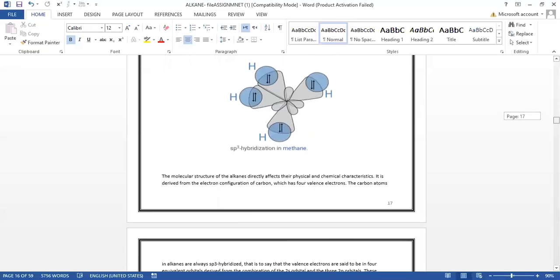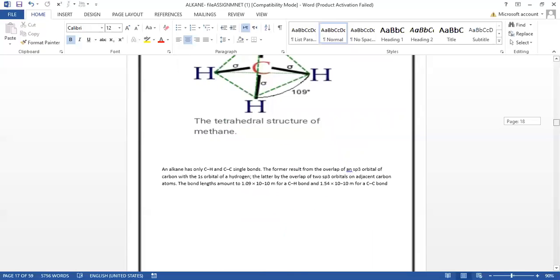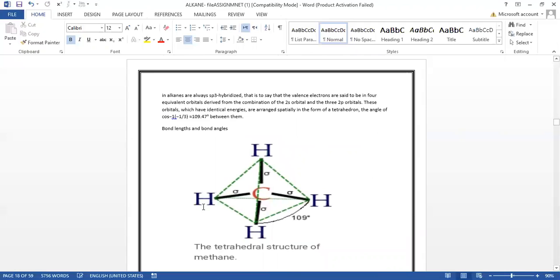The molecular geometry of the alkanes shows that in methane we can see the sp3 hybridization, in which the 1s of the hydrogen and the 2s and 3 2p orbitals of the carbon are hybridized together and form 4 sp3 hybridized orbitals, and we get the tetrahedral structure having a bond angle of 109.5 degrees. This is the tetrahedral structure of methane.